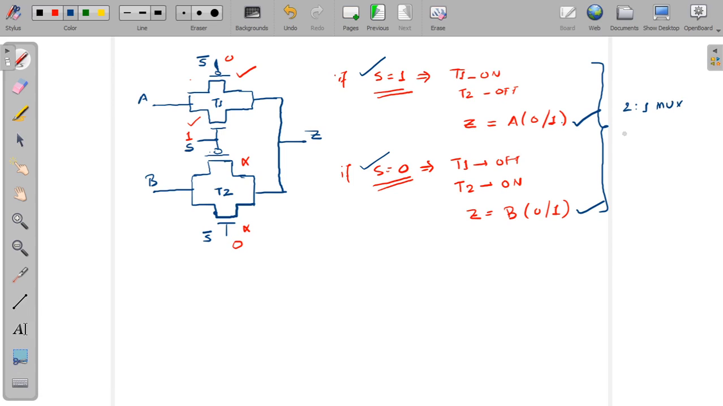It has two inputs, A and B, the first input and the second input, and it will have one control signal. What is that control signal? Here, S. Depending on the value of S, the input signal A or B will pass to the output, that is Z. Okay, so it is a circuit of a 2:1 multiplexer using transmission gates.